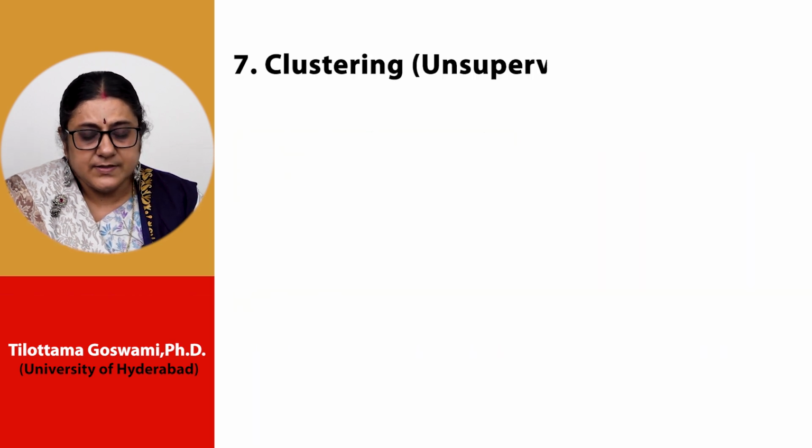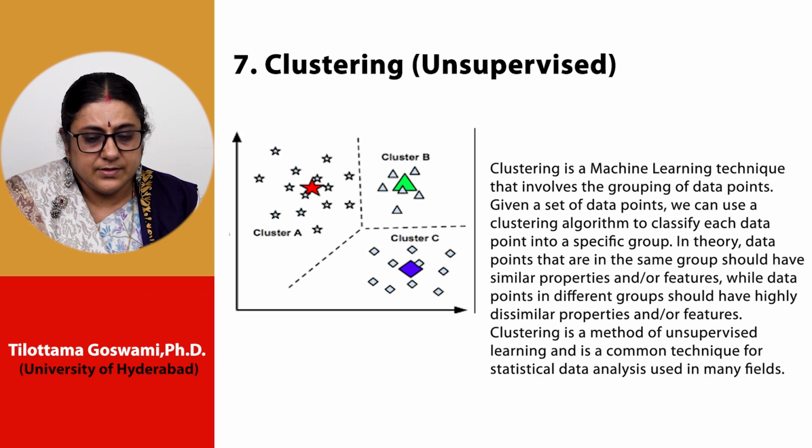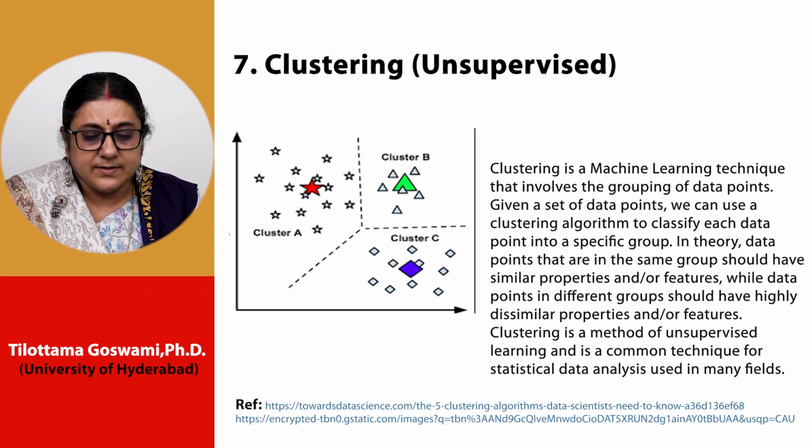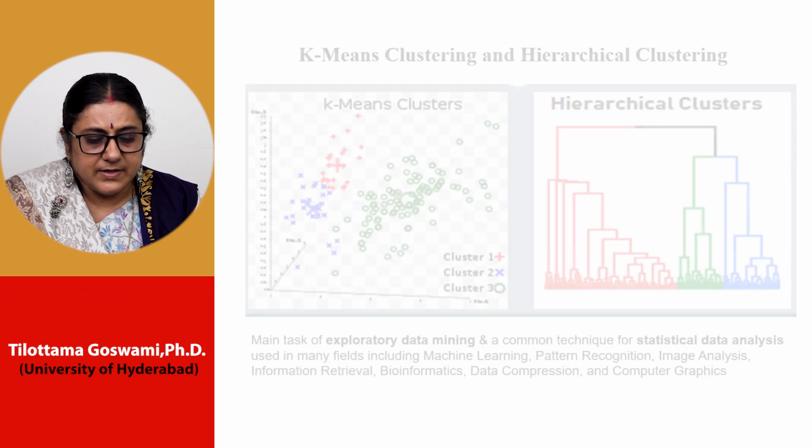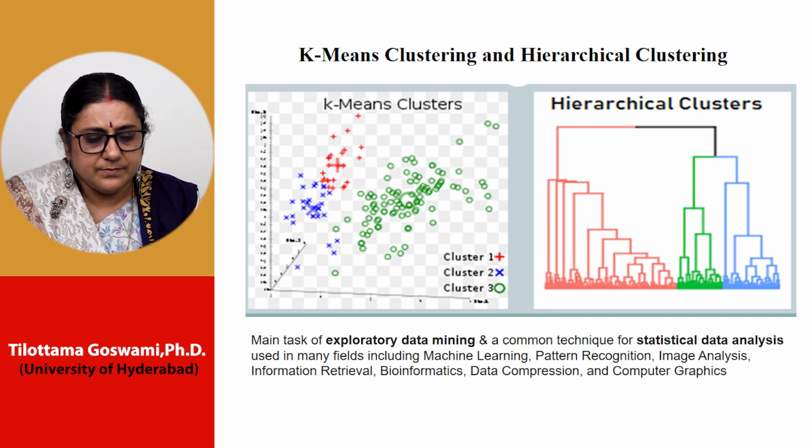Clustering is a machine learning technique that involves grouping of the data points, where the data points in the same group have similar properties or features, and the data in different groups have highly dissimilar properties. K means clustering and hierarchical clustering are the two types of clustering methods. In K means clustering, a centroid is computed randomly and then each point is assigned using the distance function, and a new centroid is again computed iteratively till the centroid position becomes fixed or stabilized.